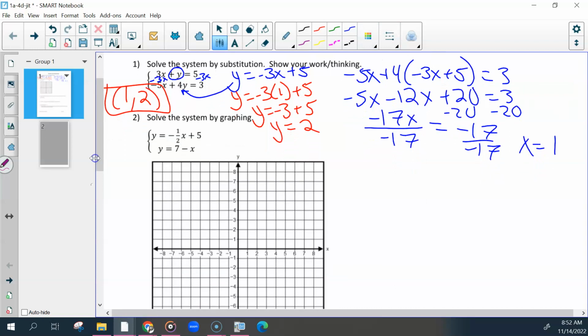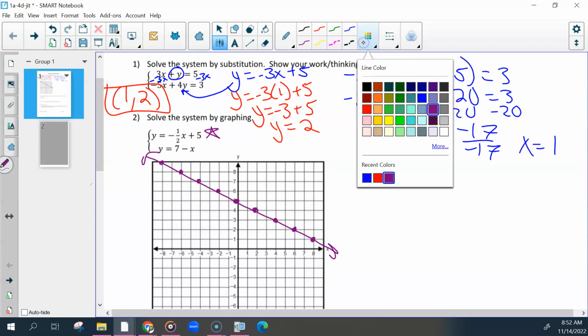For number 2, you need to graph both of these. So I'm going to graph them in 2 different colors. So for the first one, start at 5. Slope is negative, so go up 1, left 2, fill up your graph. And then down 1, right 2, fill up your graph. And then do the other one.